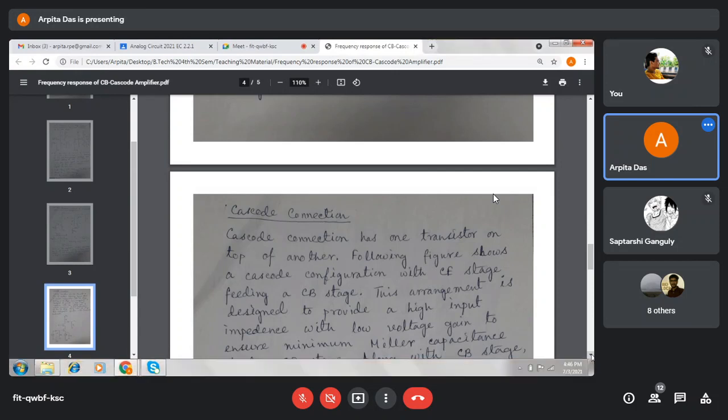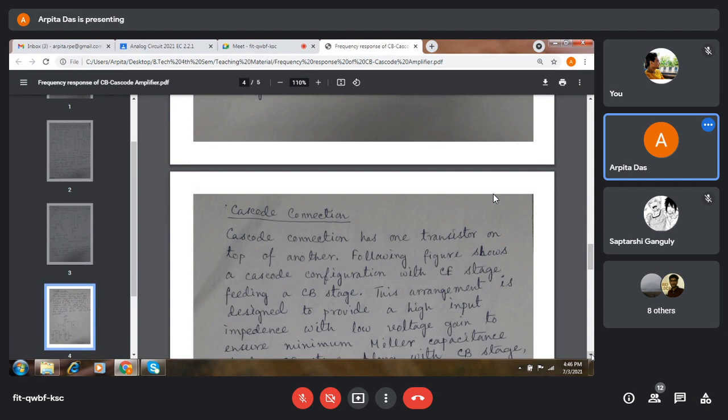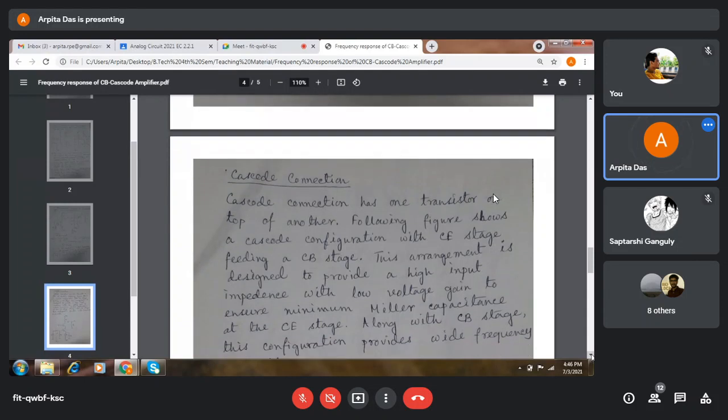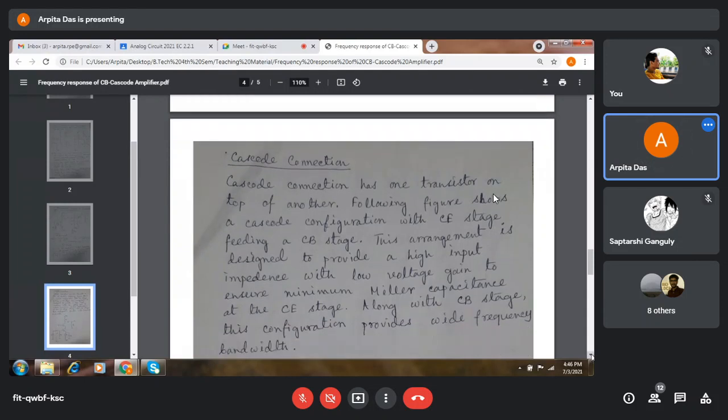Because we have discussed previously that in case of cascading, what will happen? The frequency bandwidth is reduced. As we increase the gain, the overall frequency response of the composite structure is decreasing. So, another possibility to use this cascade connection. What is that?